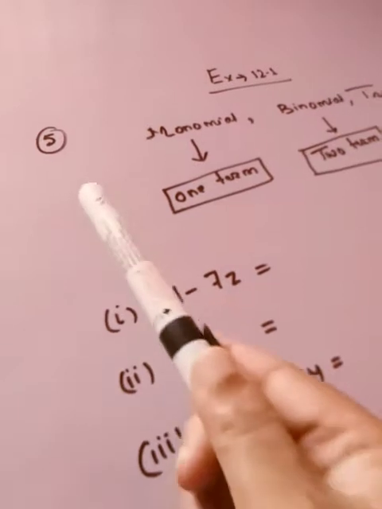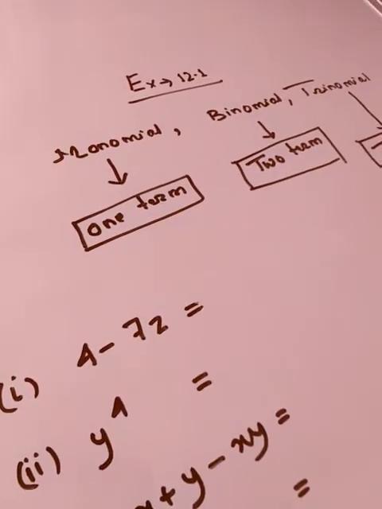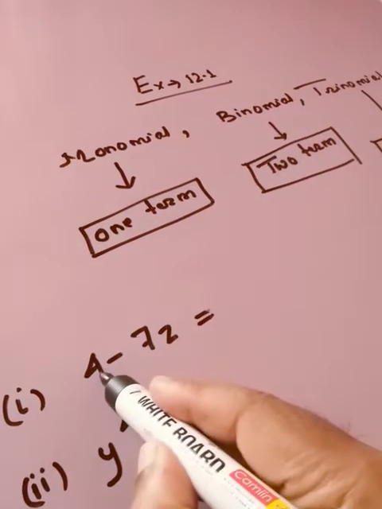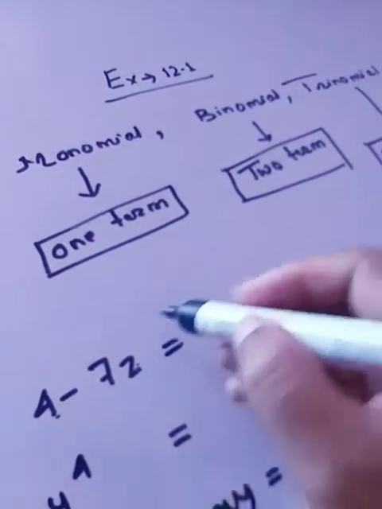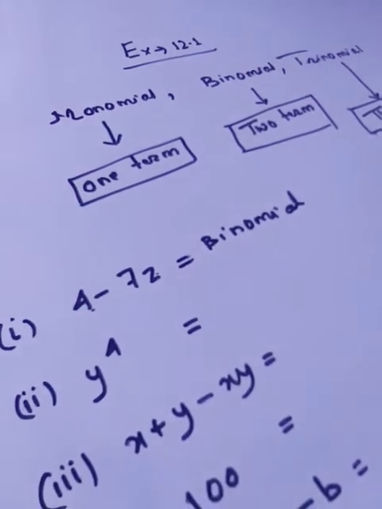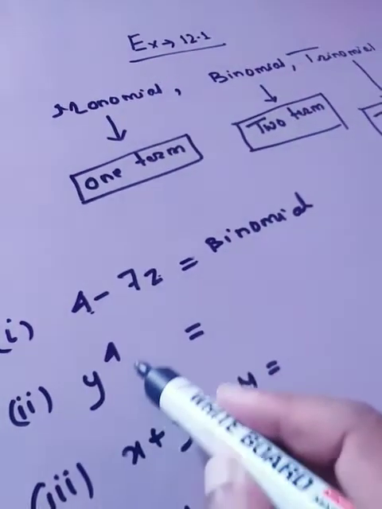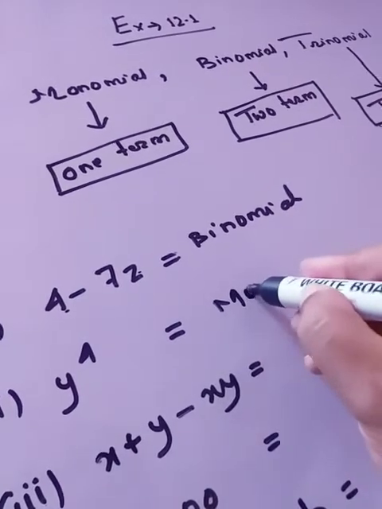Now you see that in question number 5, sum number 1 is 4 minus 7z. So how many terms are there? This is one, this is another one. So there are two terms altogether, isn't it? So two terms means a binomial. Two terms means binomial. So how many terms are there in question number 2? Only one, isn't it? Y to the power 4. So it would be monomial.